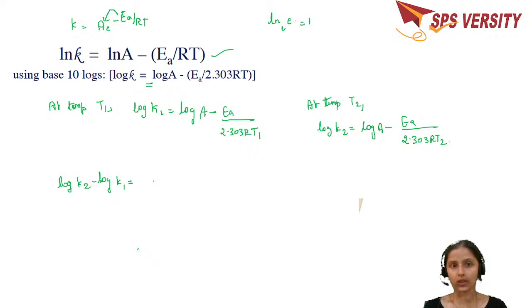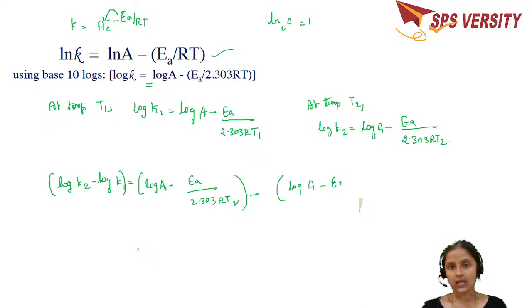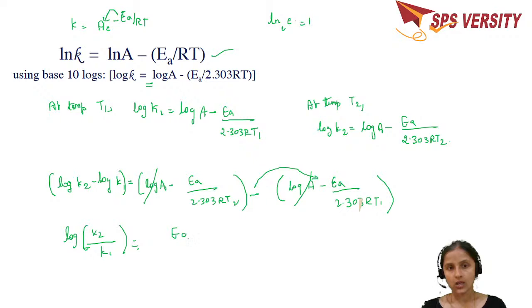When we change it, what do we get? Equation 2 minus equation 1: log A minus Ea divided by 2.303 RT2, minus log A minus Ea by 2.303 RT1. I hope you get it. Now, log A minus log B is log A by B. So it's log k2 by k1. The log A and log A terms are common, so they get cancelled. Minus into minus becomes plus. In these two terms, Ea by 2.303 R is common, so I'm taking it out.